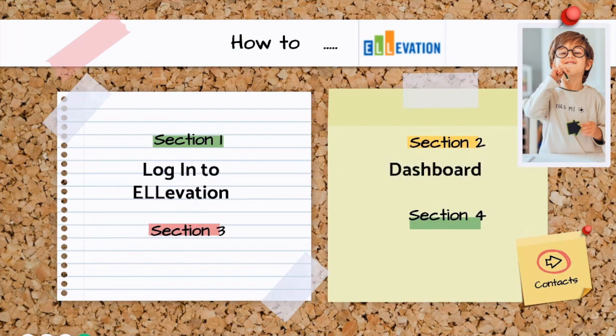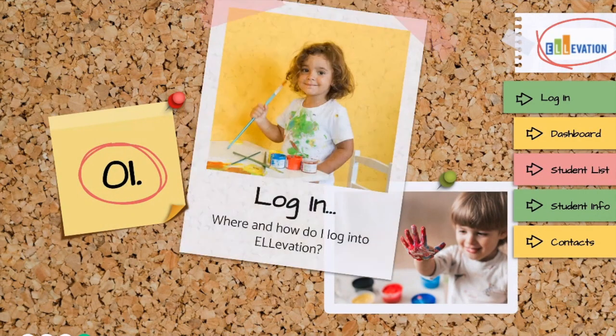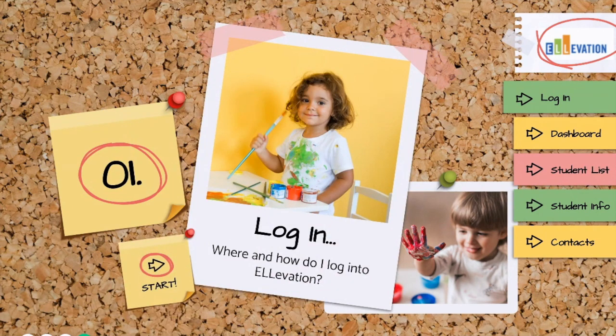This video is divided into 4 different sections. Section 1, how to log into ELLevation. Section 2, what to do once you log into ELLevation and you see a dashboard. Section 3, student lists. What students will be in your student list and what data can you gather from there? Section 4, student information. What specific information do you need to best support your English learner? Let's get started with our Section 1, how to log into ELLevation.